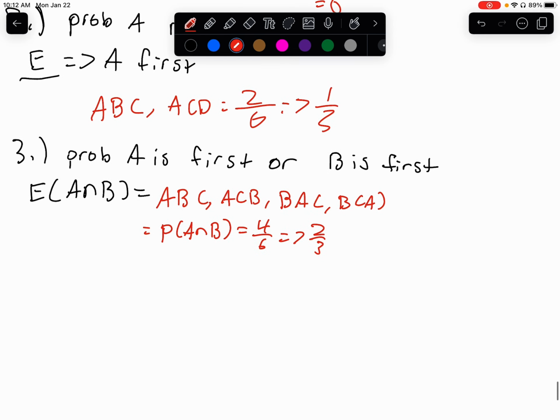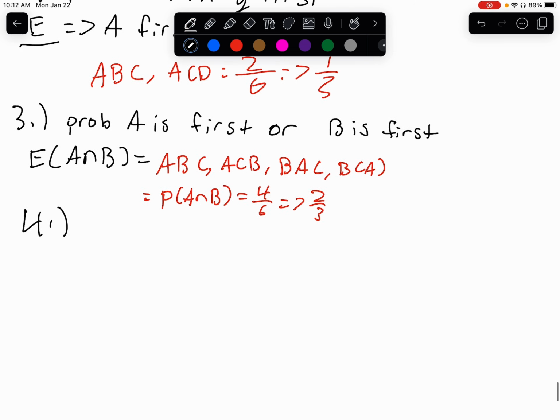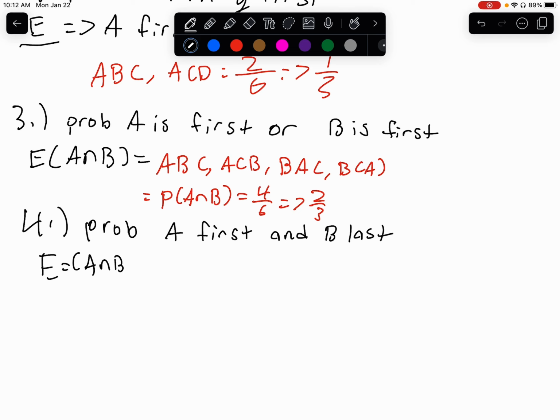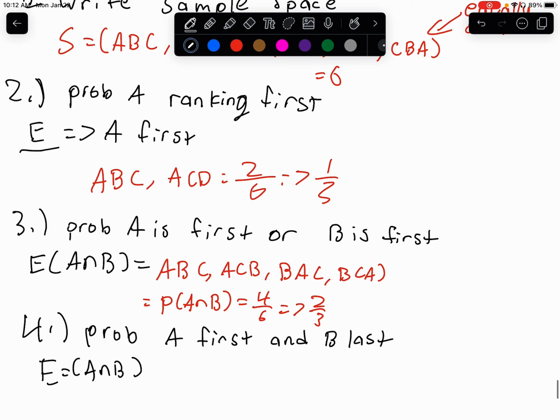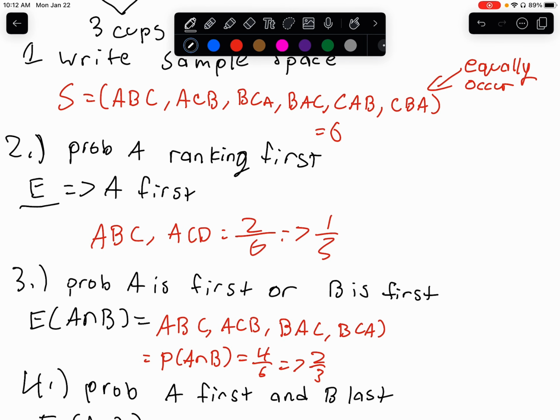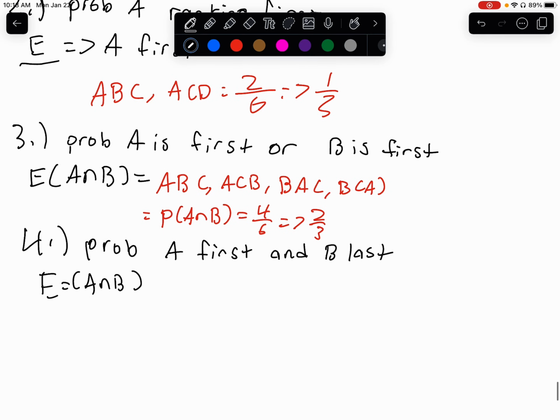Next one we can do, last one before we end this video, is what is the probability of A first and B last. So this event, remember, because we have A intersecting B, they both need to occur. This only appears, I believe, once. Remember, we're trying to look for A first, B last. So we have A, C, B, which equals a 1 out of 6 probability.